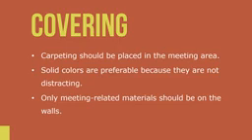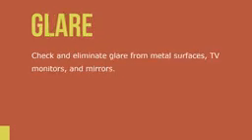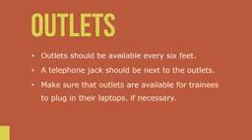Wall and floor covering. Carpeting should be placed in the meeting area. Solid colors are preferable because they're not distracting. Only meeting-related materials should be on the walls. Chairs. Chairs should have wheels, swivels, and backs that provide support for the lower lumbar region. Glare. Check and eliminate glare from metal surfaces, TV monitors, and mirrors. Ceilings. 10-foot-high ceilings are preferable. Outlets. Outlets should be available every 6 feet.